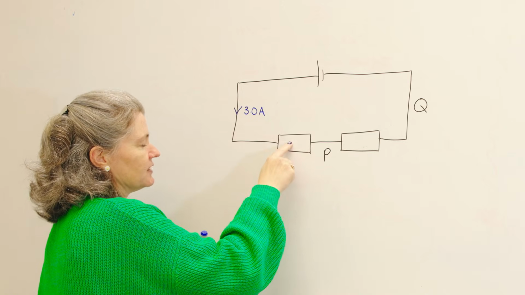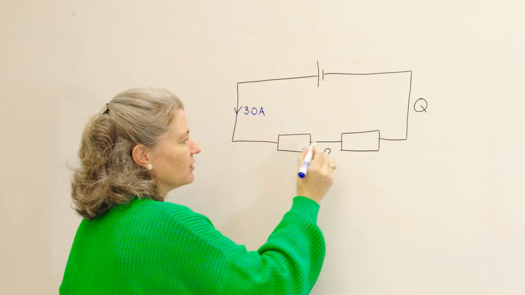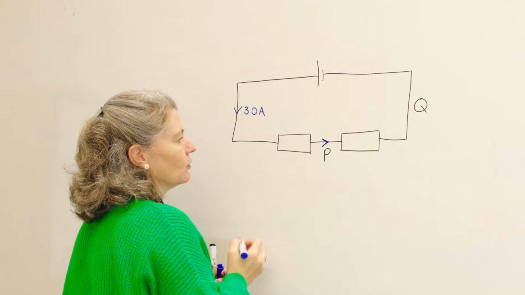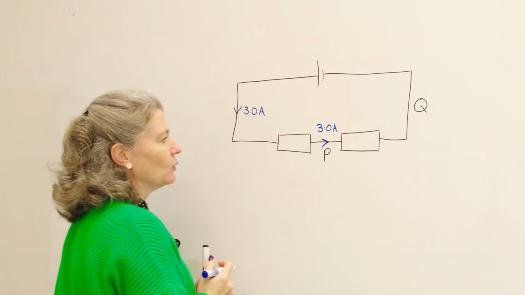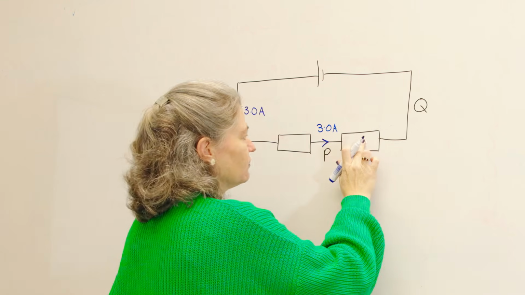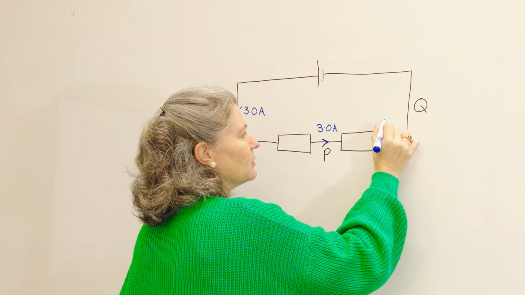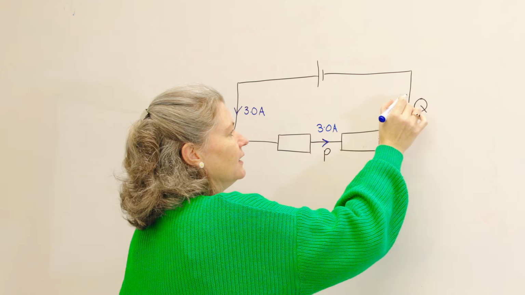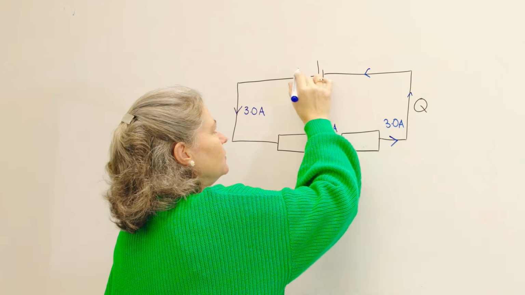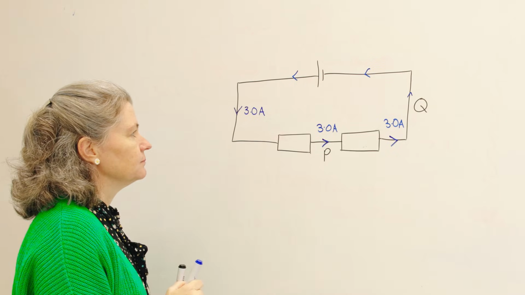And so as we come to this resistor here, we've got 3 amps coming into the resistor, and we can't gain or lose any charge or current along the way. So we must have 3 amps at this point P, and then we go through another resistor, and again we can't gain or lose any charge, and so we must have another 3 amps coming around the circuit here, going all the way back to the cell that's providing the charges in the first place.